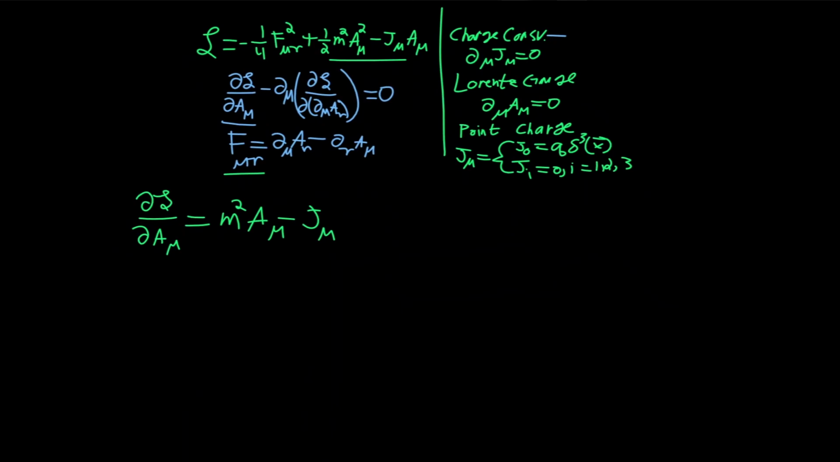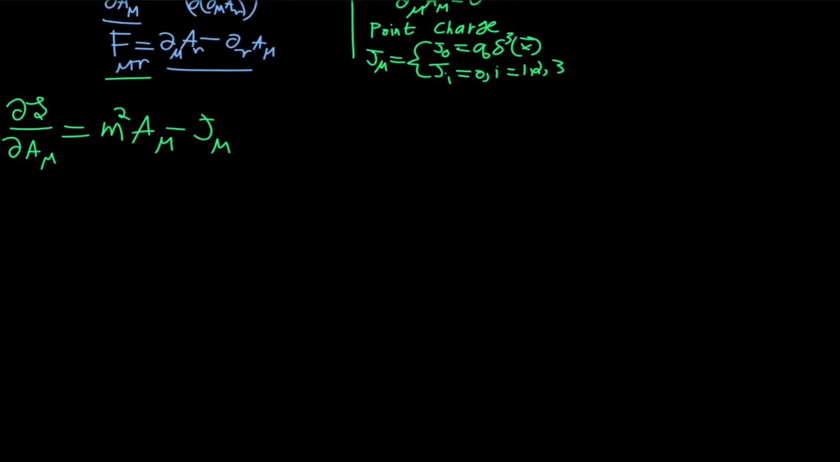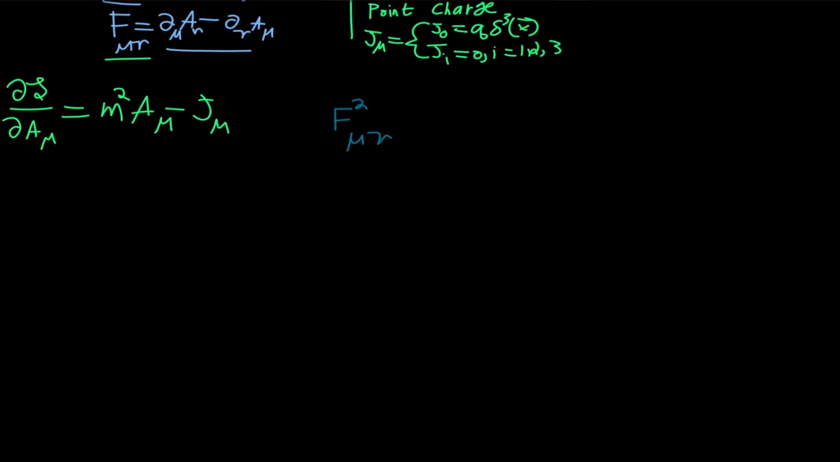We need to differentiate with respect to partial mu A nu. And you see here that we have this F term, but squared. What can really be helpful is evaluating this F squared term in terms of just A's and partial derivatives. So let's go ahead and do that real fast. So F squared, F mu nu squared, this is really just a shorthand for F mu nu times F mu nu.